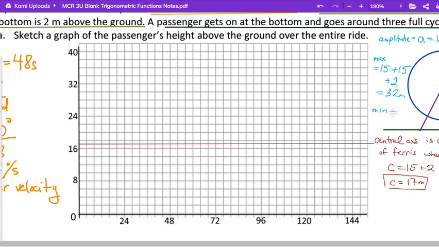And what is going to be my min value? What's the lowest point the Ferris wheel will ever reach? 2 meters. Okay, so I've got my min, and I've got my max at 32. By drawing these lines, I know that my sine curve or cosine curve, whichever one, is going to oscillate between these lines. It won't go outside of these lines.